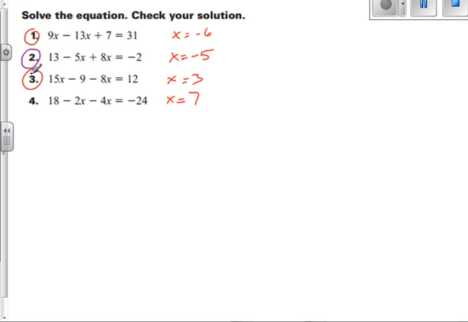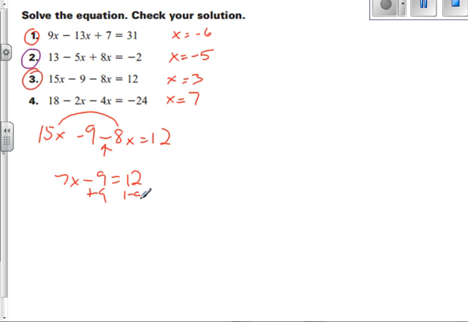We're looking at 3. So I have 15x minus 9 minus 8x is equal to 12. So I'm going to combine these two right here. And so I have 15x minus 8x, so that would be 7x minus 9 is equal to 12. And then I'm going to add 9 on both sides, right? Cancel. 7x is equal to 21. And then divide by 7 on both sides. x is equal to 3.